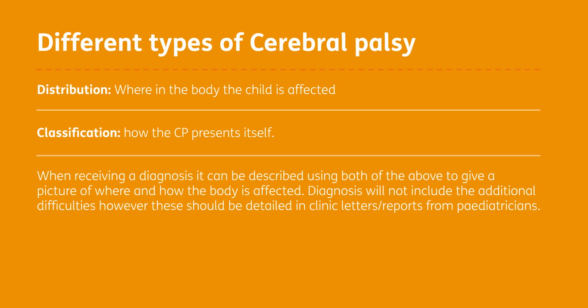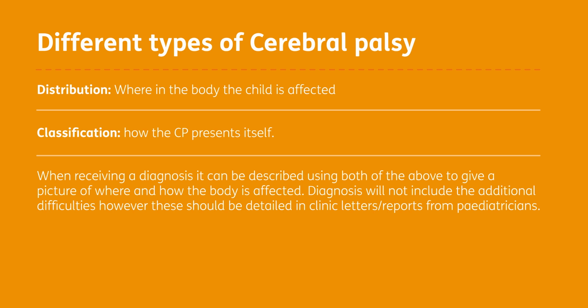So moving on to the different types of cerebral palsy, and when a diagnosis is made, it will use the distribution, so where in the body the child is affected, and the classification, so what type of cerebral palsy is actually present. It uses those two terms so that other professionals, using that diagnosis, can build quite a good picture of how severe a child is. However, it doesn't take into account the associated difficulties as well.